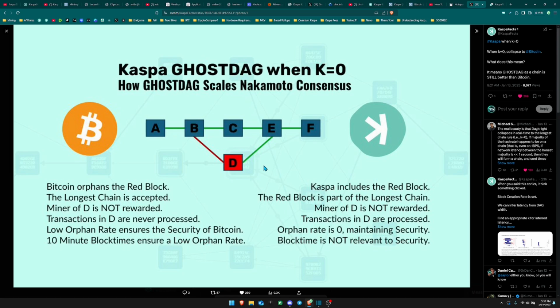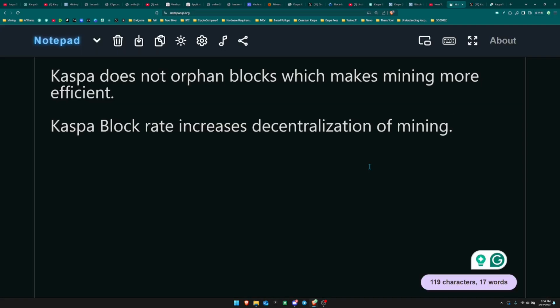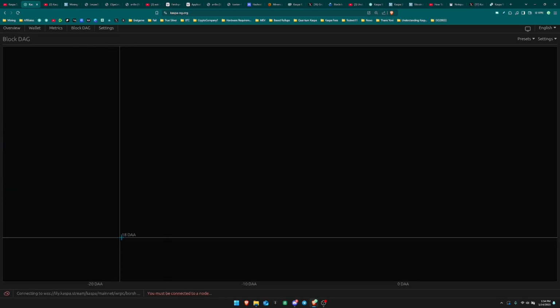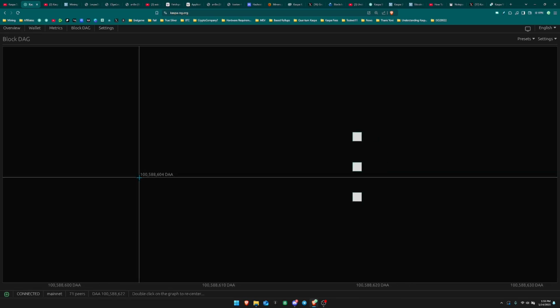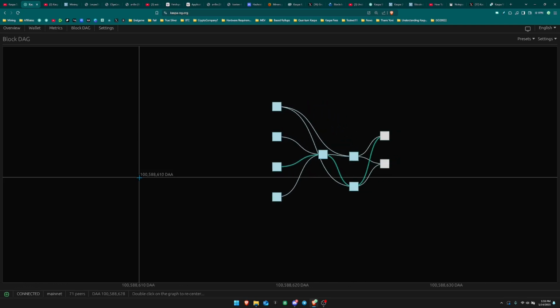So because Kaspa does not orphan blocks, it allows all the mining energy that is used towards Kaspa to actually be beneficial to the network so that nothing is wasted. And then the last thing is Kaspa's block rate increases decentralization of mining. The reason being is because the block rate of Kaspa is currently being processed at about 1 block per second. Now in the future, this will increase to 10 blocks per second, which is what you were seeing previously, but at the moment it is currently processing at 1 block per second.